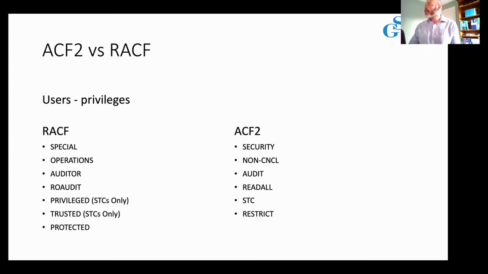A couple more for ACF2. STC is required to allow a started task to run, and it will automatically set the ID up with no password. And by default, started tasks on ACF2 run under a logon ID, which is the same as the started task name. It's similar to the STARTED data segment on RACF, coupled with the protected setting for the ID, but it's like a one-stop shop. And restrict is similar to protected on RACF in so much that it will mean the ID cannot log on with a password.